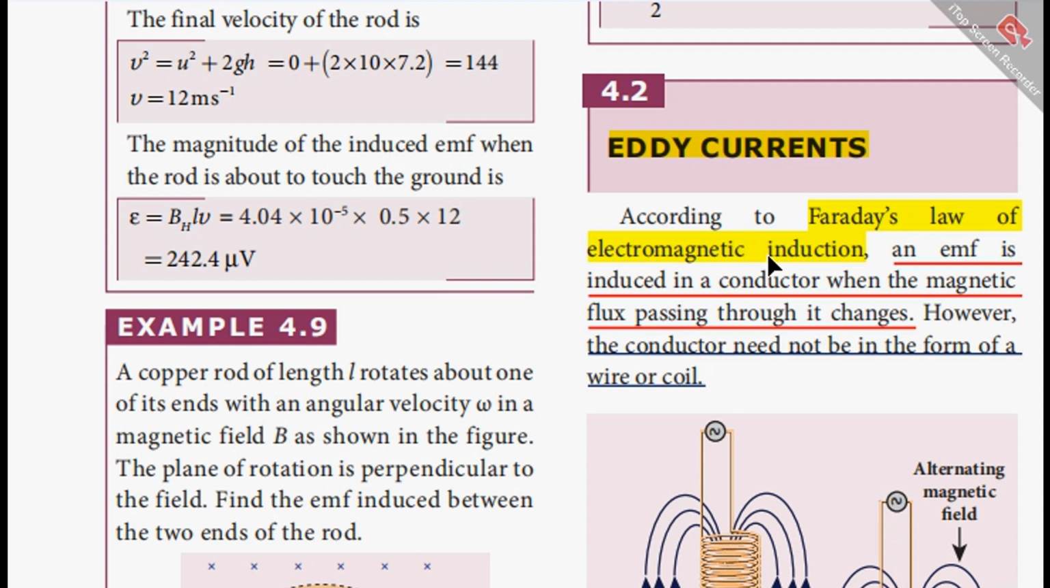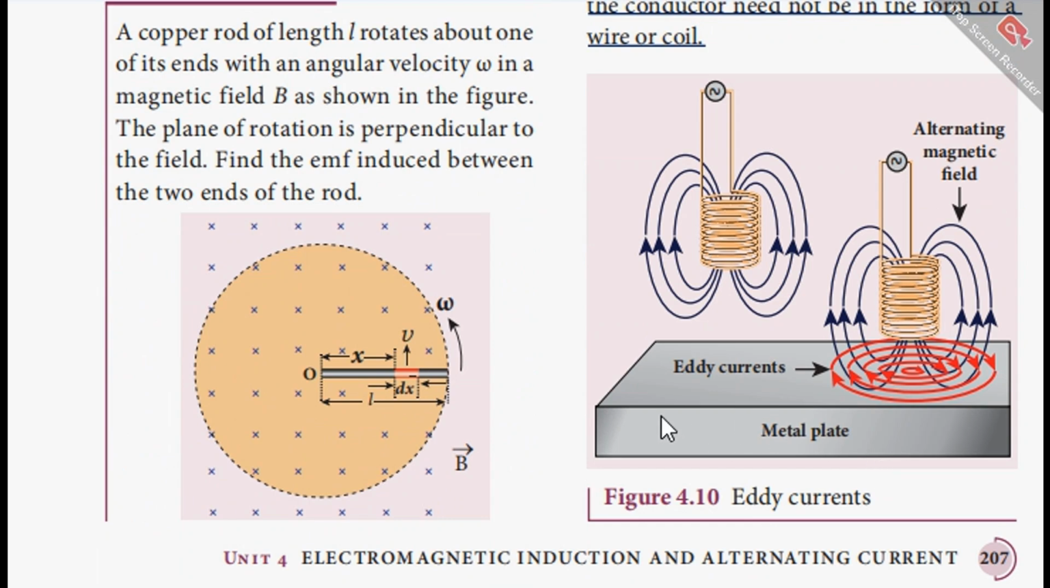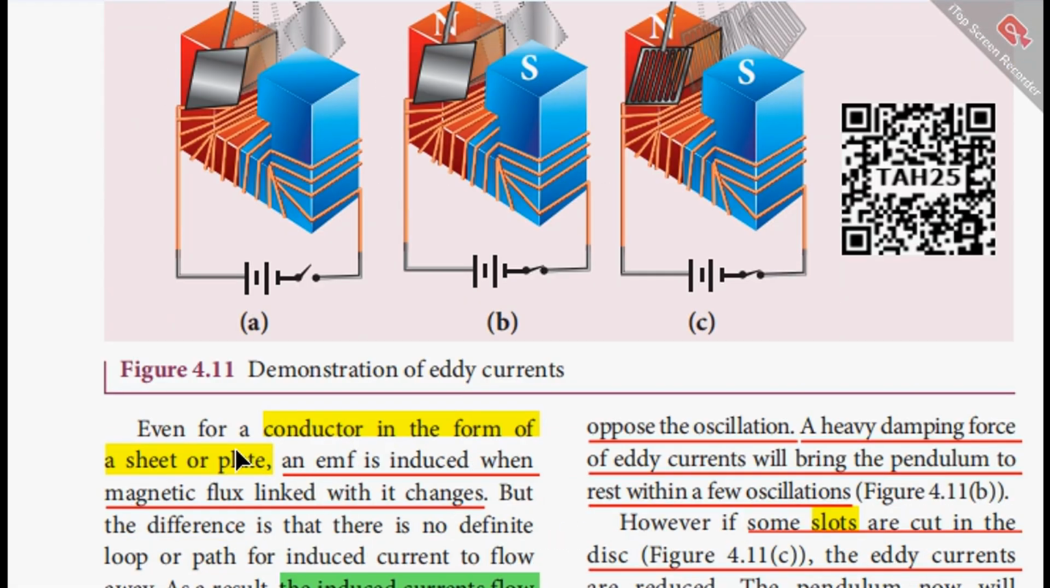According to Faraday's law of electromagnetic induction, an EMF is induced in a conductor when the magnetic flux passing through it changes. However, the conductor need not be in the form of a wire or a coil. It may also be like a metal plate like this. So, even for a conductor in the form of a sheet or plate, an EMF is induced when the magnetic flux linked with it changes.